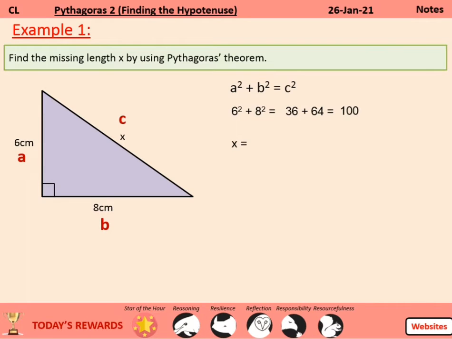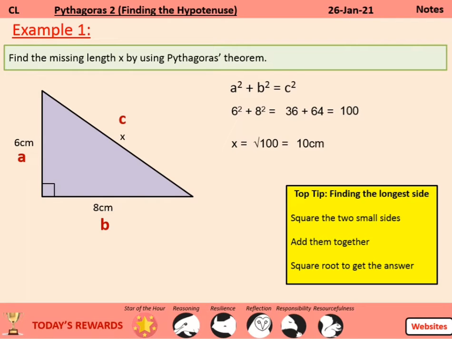So therefore, x is going to be equal to the square root of 100, and that gives me 10, because 100 is equal to c squared, and to work out what your c is, you'd have to square root your answer, okay? So that's what you have to do. So please copy down this example and copy down these instructions here. It's very simple. Top tip, when you're finding the longest side, just square the two smaller sides, add them together, and then square root to get your answer. If you don't have a square number, then of course, please use your calculator, okay?